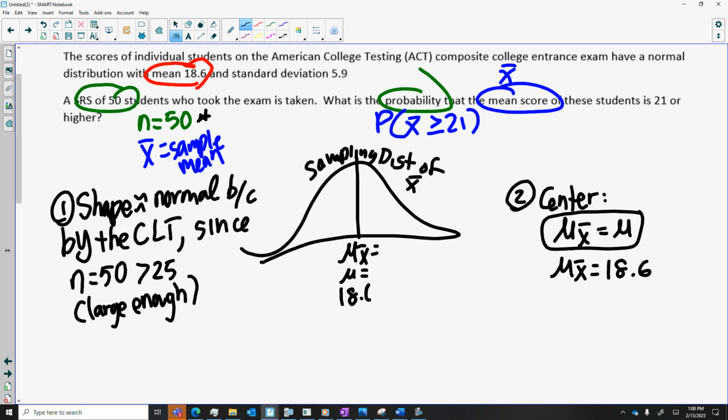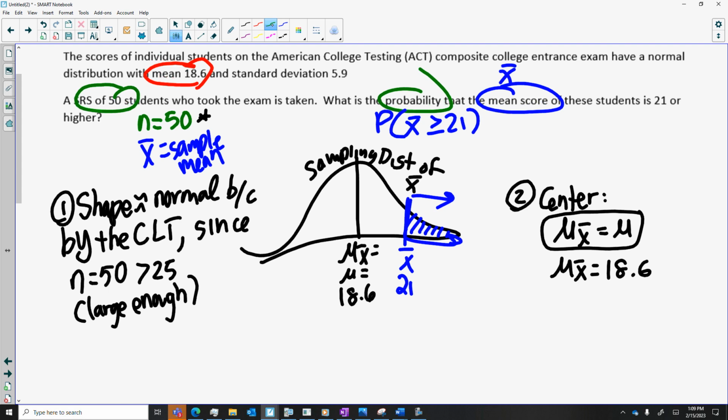Nice. And now we're going to locate 21. Boom, it's going to be to the right. And we're going to label it X bar instead of P hat. We're going to put 21, and we're going to shade to the right. Now, remember, if we're going to do a z-score, we're going to need the standard deviation. If we're going to use normal CDF, we're going to need the standard deviation.